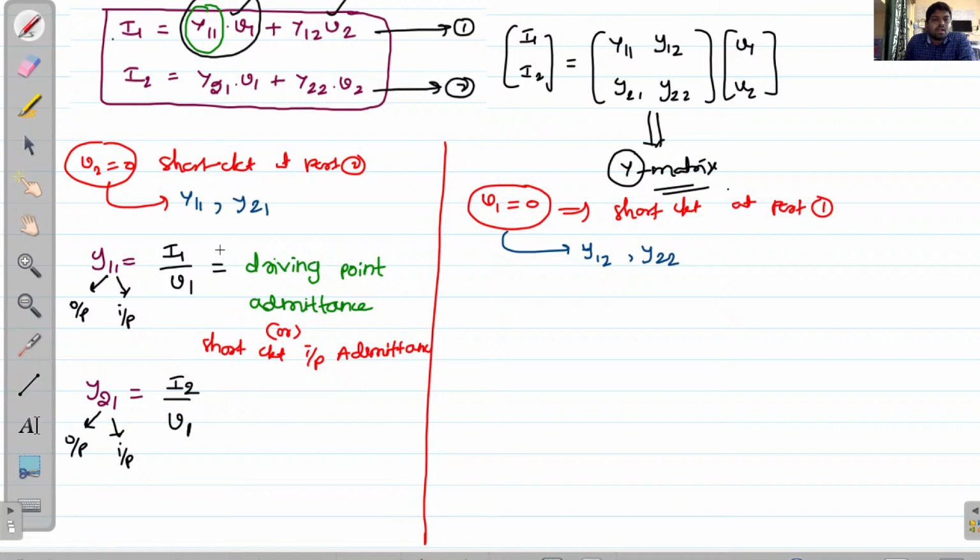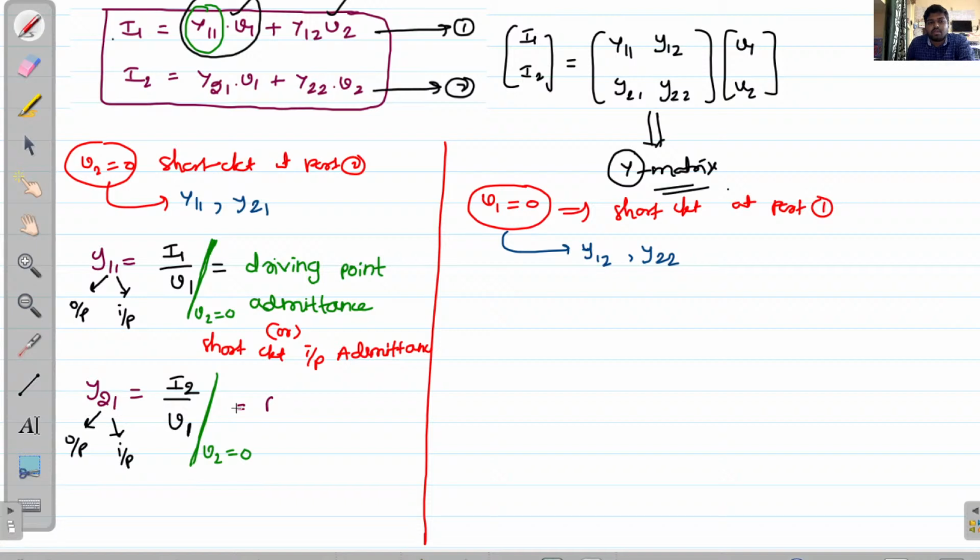But here this I1 by v1, this y11 value is possible only when v2 equals 0. So that you have to mention always, right? And this I2 by v1 is applicable only when v2 equals 0. So what is the name for this? I2 by v1, that is admittance only. But what type of admittance is this one? This is forward transfer admittance, right? That means we have transferred from 1 to 2, so that's why forward transfer admittance, right?